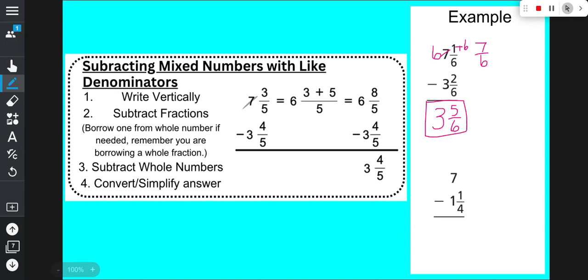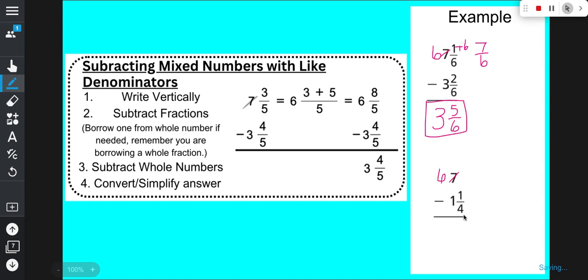This bottom problem is kind of tricky. A lot of people would just subtract the whole numbers. However, we can't do that. We can't subtract nothing by 1/4. So we need to borrow. So we're going to take 1 whole from the 6.